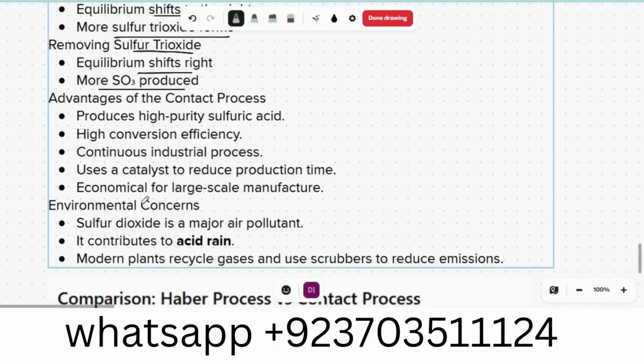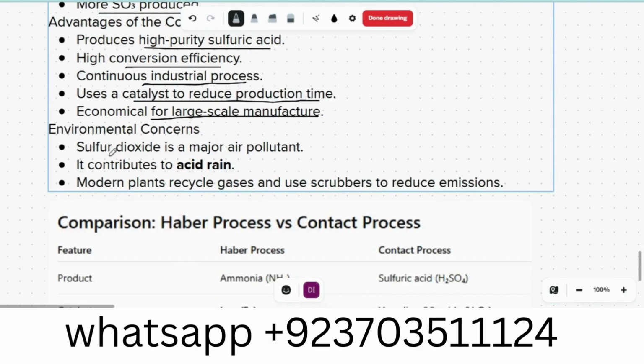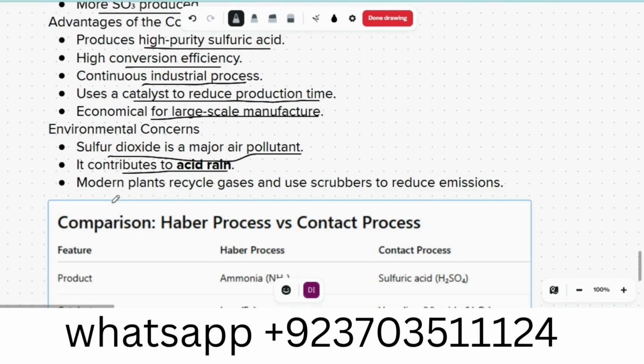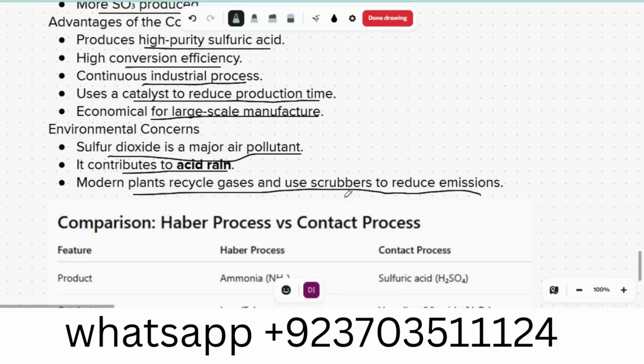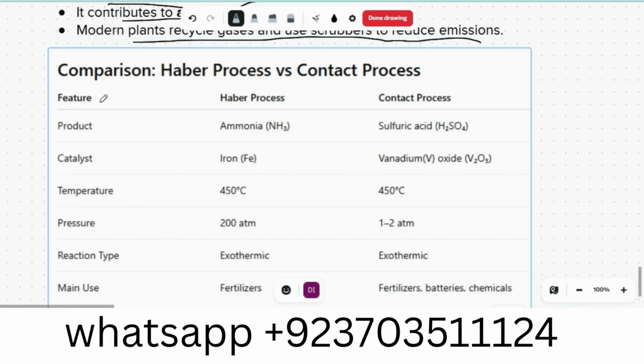Advantages of the contact process: it produces high purity sulfuric acid, high conversion efficiency, it is a continuous industrial process, uses a catalyst to reduce production time, and is economical for large scale manufacturing. Environmental concern: sulfur dioxide is a major air pollutant and causes acid rain, and modern plants recycle gases and use scrubbers to reduce emissions.